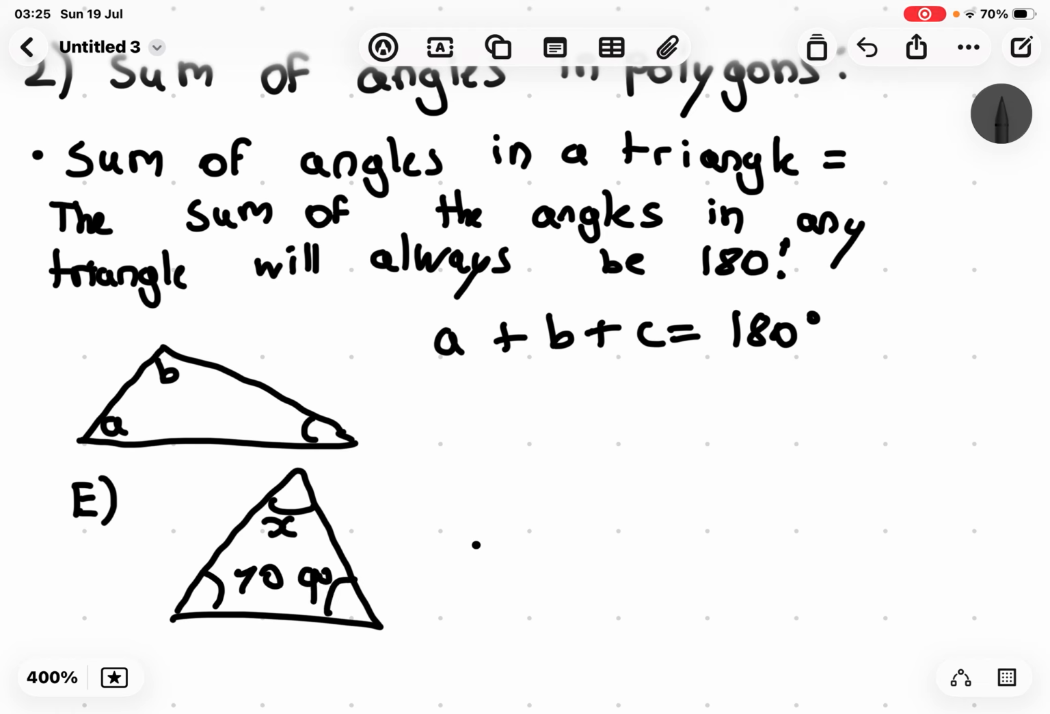So these all add up to 180. So we have to take away these. So that will be 145. So x is equal to 35.